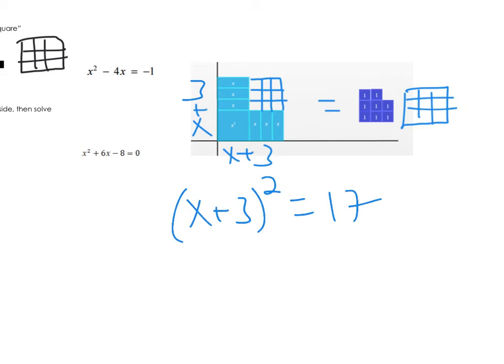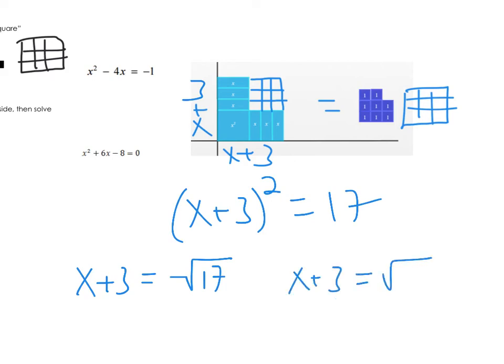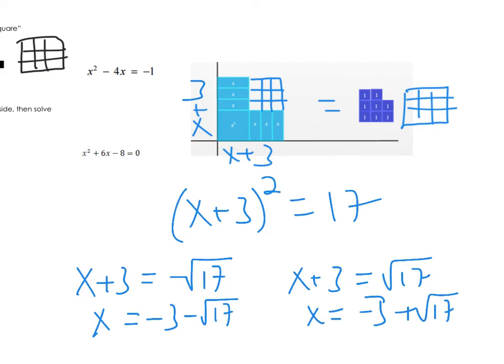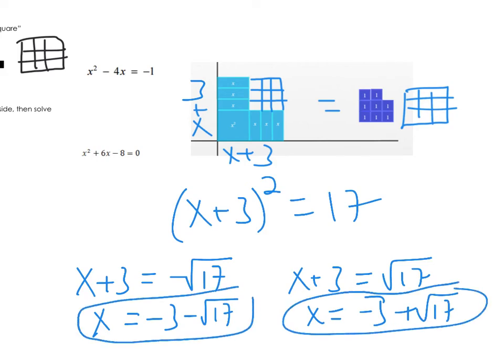So then we'll take the square root of both sides. X plus 3 equals negative square root of 17. X plus 3 equals positive square root of 17. And we'll subtract 3 in both cases. So x equals negative 3 minus the square root of 17, and x equals minus 3 plus the square root of 17. Miserable numbers, but as long as we don't have to do anything else with those, we're good.